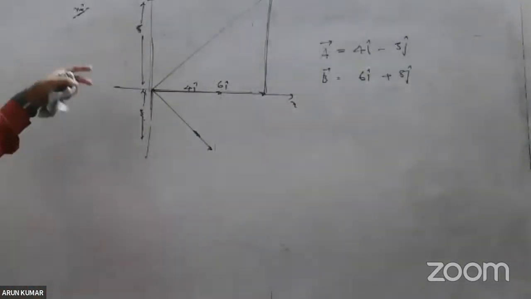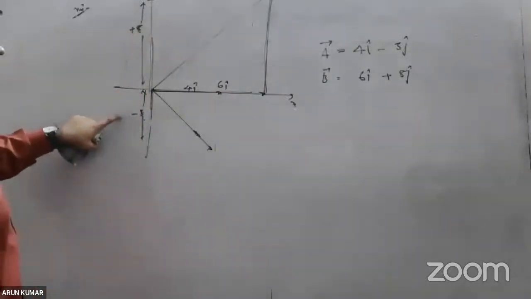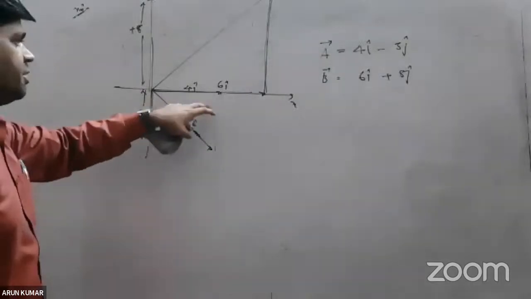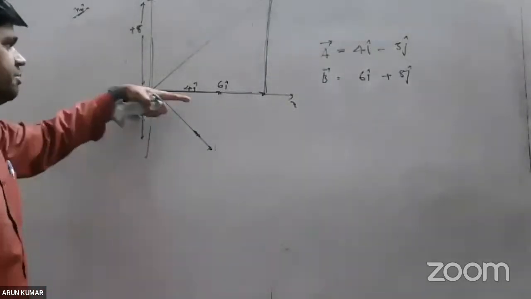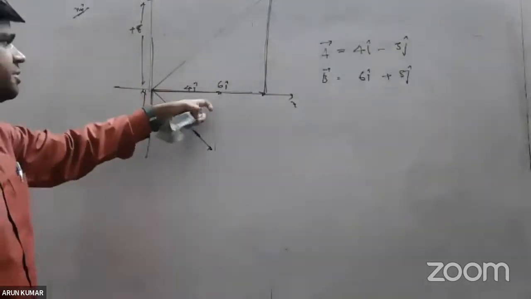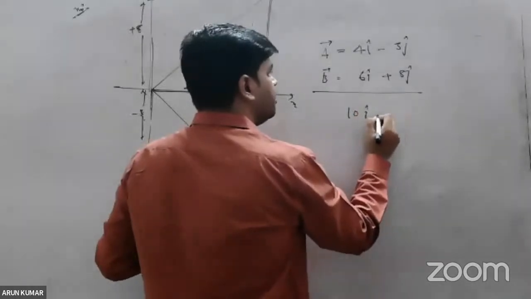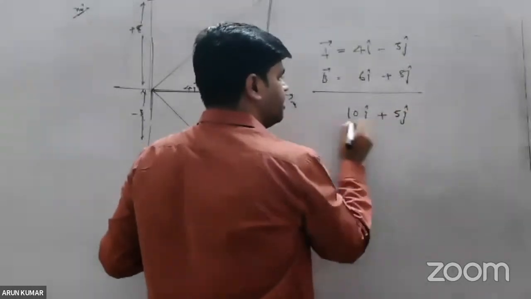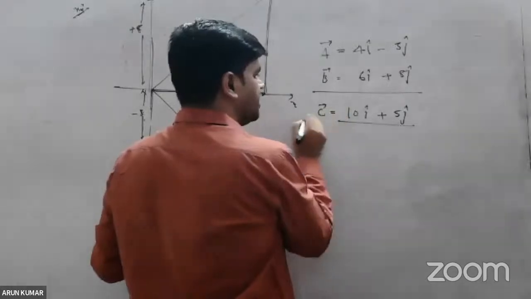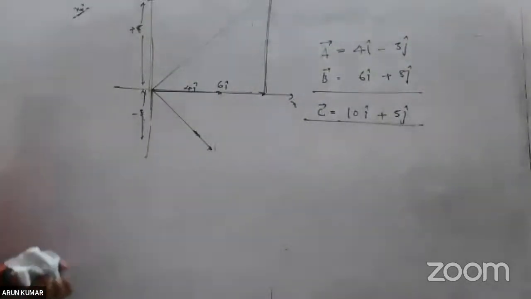I want the addition of these two vectors. So this is minus 3 and this is plus 8, so 8 minus 3. And over here, 6 plus 4. These X components are in the same direction, Y components are anti-parallel. 6 plus 4 is 10. So 10i cap plus 5j cap is my C bar, which is the resultant, A bar plus B bar.